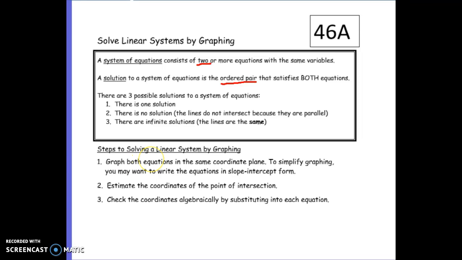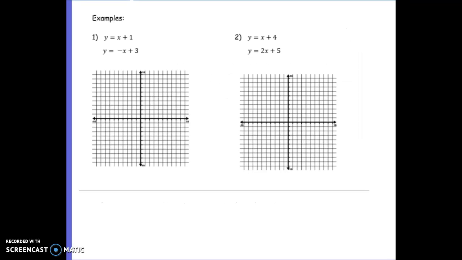The steps to solving a linear system by graphing: I'm going to start out by first just graphing the two lines. If you notice with example number 1, it's pretty easy because we're already in slope-intercept form, y equals mx plus b. Using your knowledge of graphing lines, we start at the y-intercept for the first one, which is 1, and our slope is 1. So rise 1 over 1, and the graph of the first line is going to look like this.